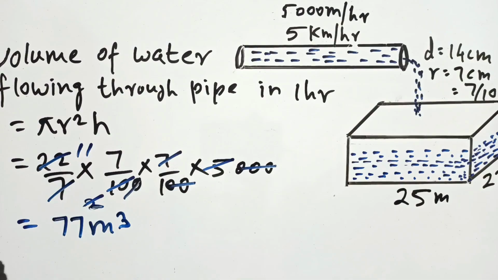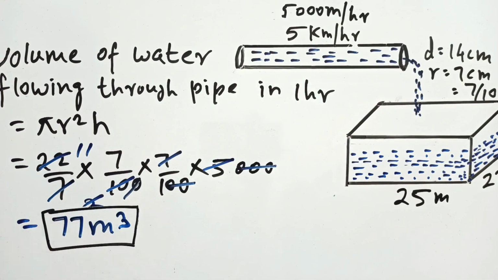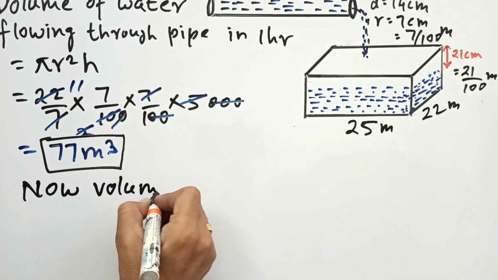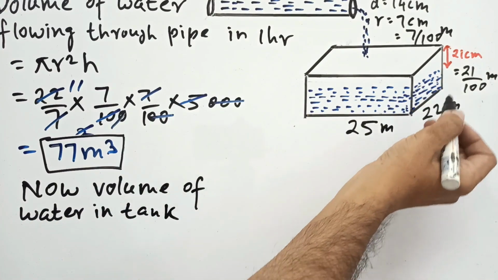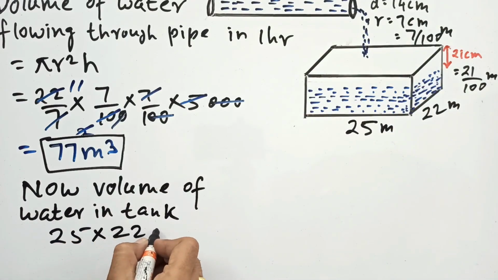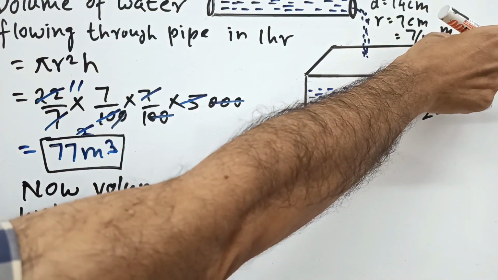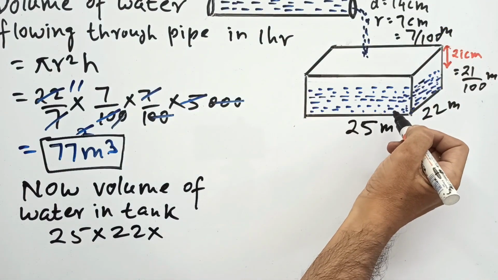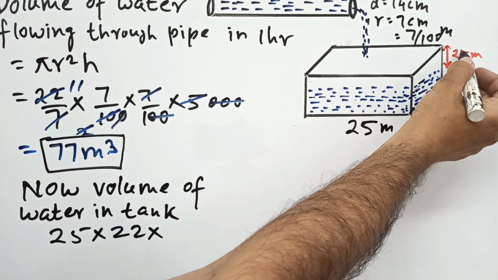77 meter cube is the volume of water flowing through the pipe in 1 hour. Now the volume of water in the rectangular tank. It is a rectangular cuboid, so length into breadth into height. For the height we will take this level of water, because we need only this much volume, not the full volume, since we have to find the time in which this level rises by 21 centimeter.